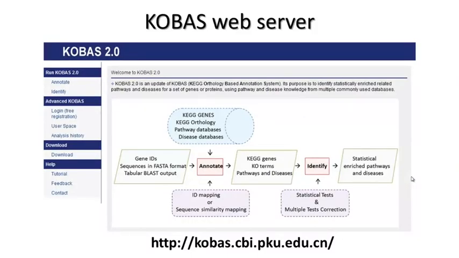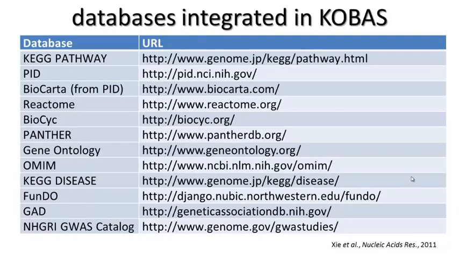Cobas has a web server interface that is pretty easy to use, accessible from the URL down here. We will provide a supplementary video of a student presentation that will show a demo of how to use Cobas. So I will only briefly mention the major steps here. First of all, version 2.0 of Cobas tries to provide one-stop shopping. It incorporated data from not only KEGG, but also PID, BioCarta, Reactome, BioSystems, Panther, and Gene Ontology. It also incorporated data from several gene disease association databases, such as OMIM, KEGG disease, FunDO, GAD, and NHGRI GWAS catalog. So you can find out which diseases are most relevant among your set of query genes.